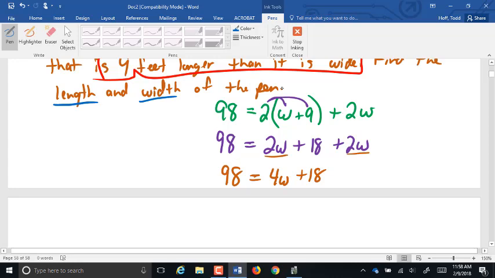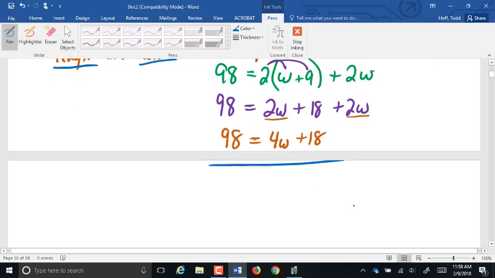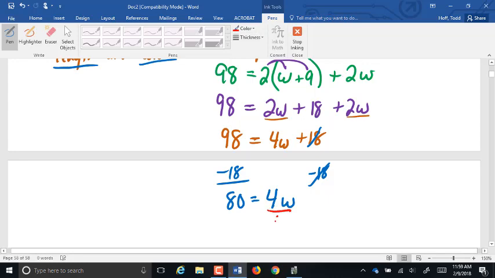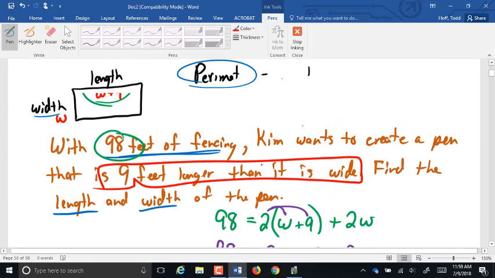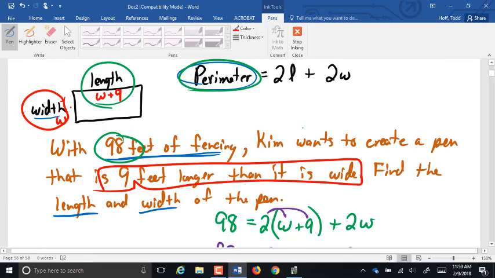Now we have simplified and combined everything we can. The variable is on one side of the equation, so we don't have to worry about that. So now we go ahead and solve. We subtract the 18 from both sides. 98 minus 18 is 80. On the right side, the 18 is gone, so we just have 4W. And we divide by 4. 80 divided by 4 is 20 equals W. So we got 20 equals W. And remember, W was the width of our rectangle. So that width is 20 feet.